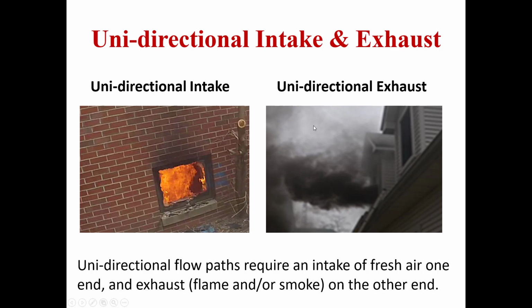So it has a unidirectional exhaust, as we see pictured here, but it also has a unidirectional intake, which means in this picture, we have fresh air being drawn into that room. So unidirectional flow paths require an intake of fresh air on one end and an exhaust on the other. And so we're always going to have both an intake and an exhaust on a building with a unidirectional flow path.